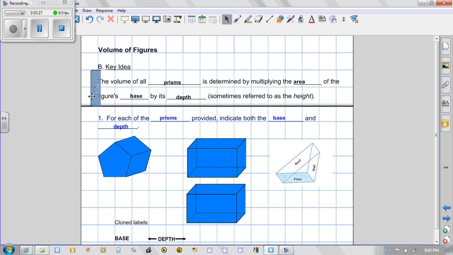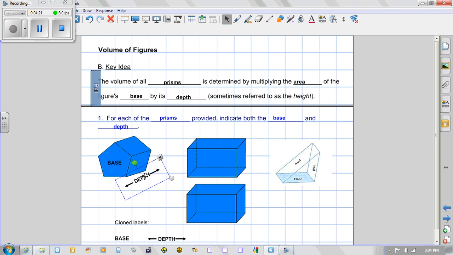You can have a look at question number 1, and we're going to focus on the attributes of base and depth or height. For each of the prisms in number 1, let's indicate both the base and the depth. Using these labels below, let's start with this prism, which is a pentagonal prism. The reason why it's pentagonal is because the base is 5-sided. The depth is going to be the length of a rectangular side, which we can see along here.